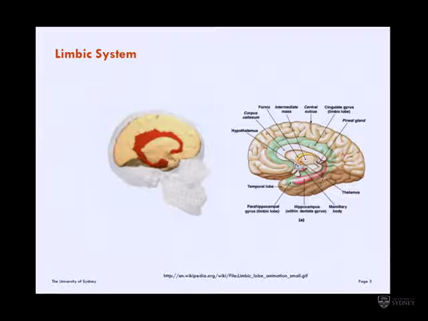So here's the limbic system. There's the limbic system highlighted for you. And as I said, cingulate, parahippocampal gyrus, hippocampus. There are some other structures that are also associated with this, but we won't go into that detail. We'll leave it at that.